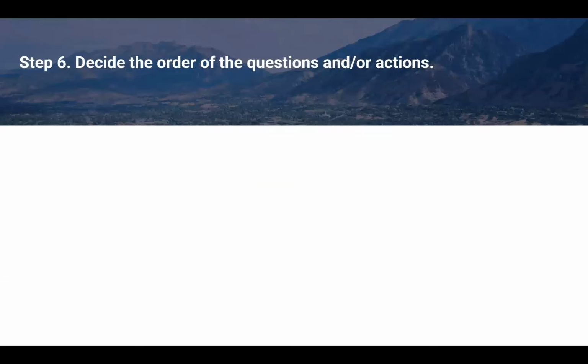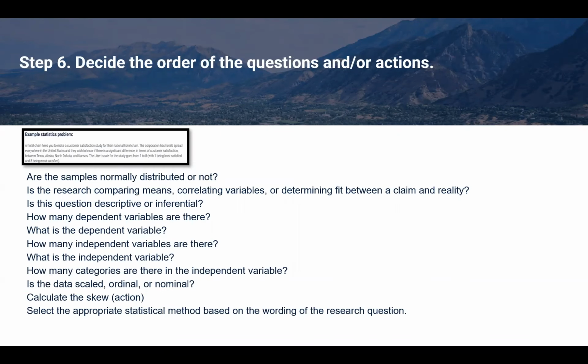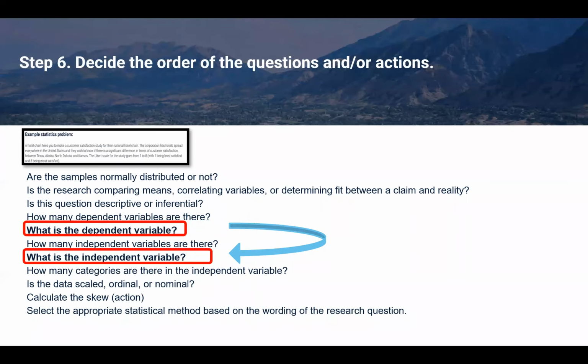Step 6. Decide the order of the questions and/or actions. For some of the questions, it doesn't matter what order you place them in. In this statistics example, you could determine what the independent variable is before the dependent variable, or vice versa.